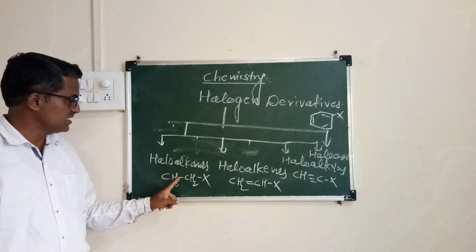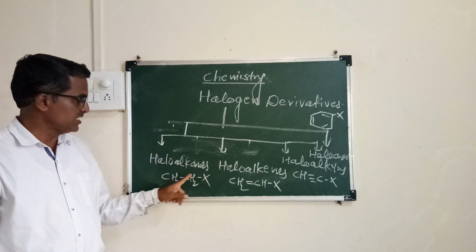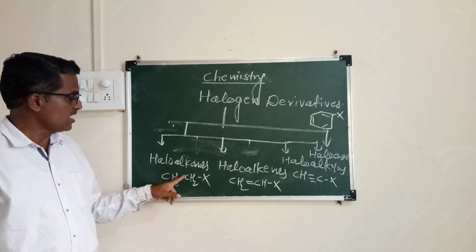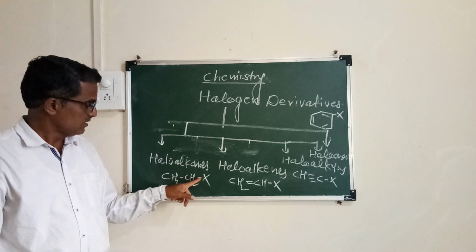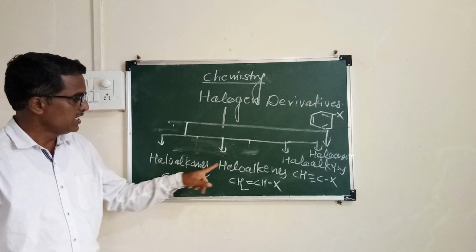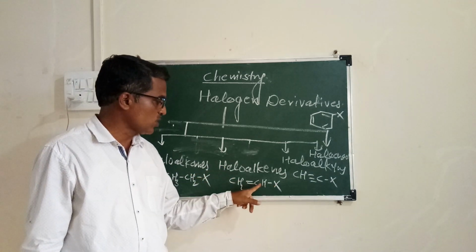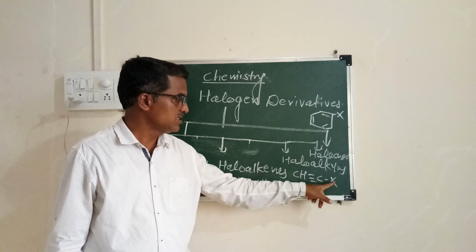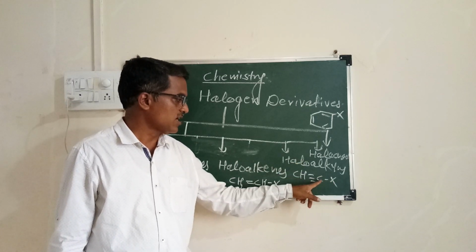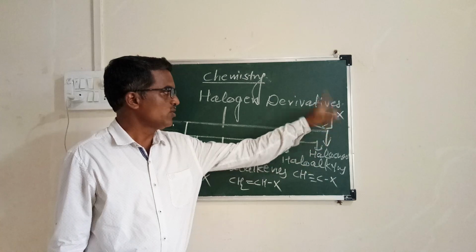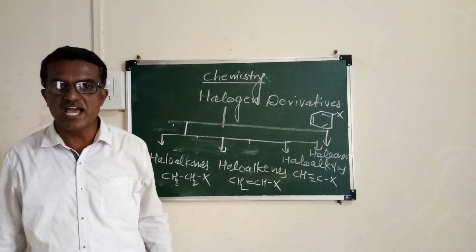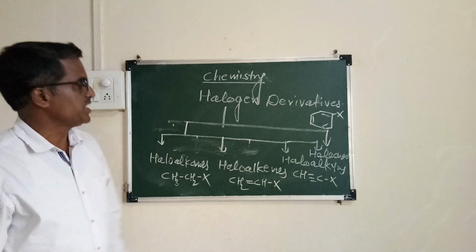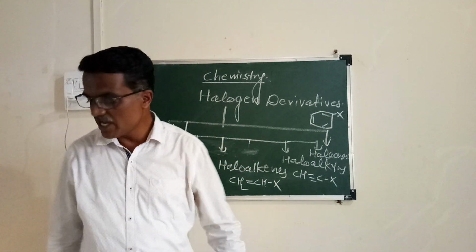In haloalkanes, the halogen atom is attached to a carbon atom having carbon-carbon single bonds. In haloalkenes, the halogen atom is attached to a carbon atom of a carbon-carbon double bond. In haloalkynes, the halogen atom is attached to the carbon in a triple bond, and in haloarenes, the halogen atom is attached directly to the benzene ring. That is the classification on the basis of the carbon skeleton to which the halogen atom is attached.